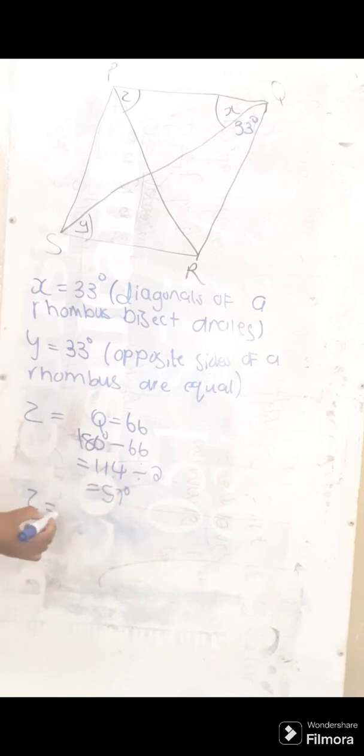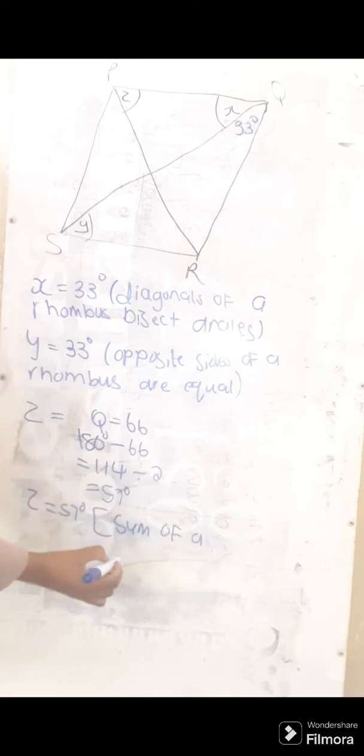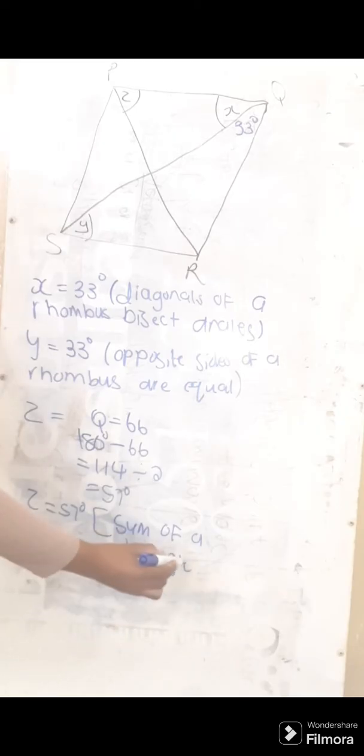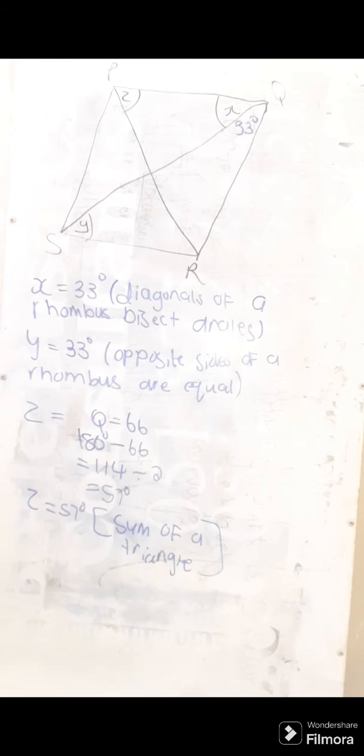So Z equals 57 degrees, and the reason will be sum of a triangle. So that will be the reason why Z is equal to 57. That will be sum of a triangle. Yes, we are done with that. Let's go to the next question.